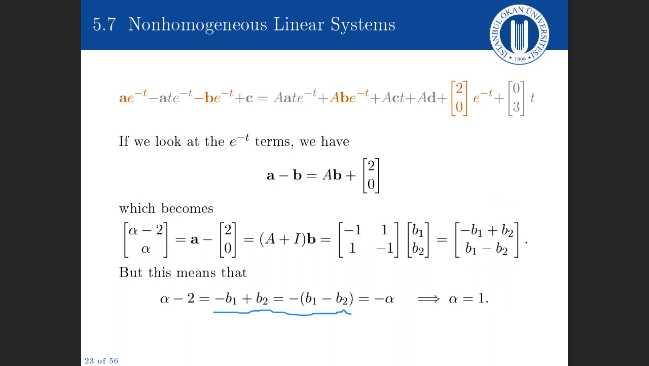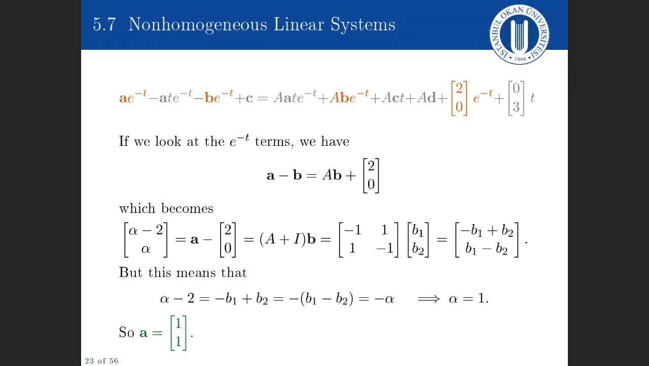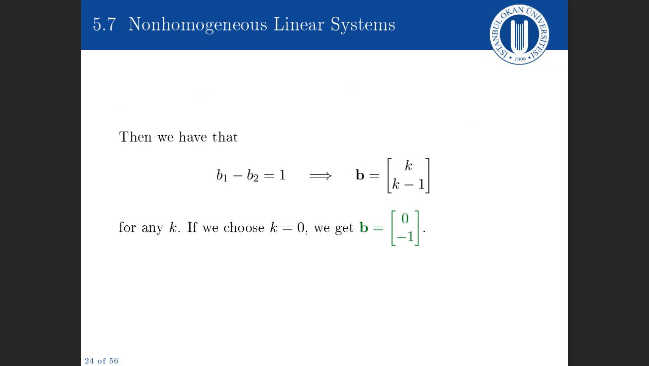Because minus b1 plus b2 is the same as minus, open bracket, b1 minus b2, we must have that alpha minus 2 is equal to minus alpha, and that then implies alpha is equal to 1. So we know a. A must be (1, 1). Now we've finished talking about all of the terms, including a and b. We know that b1 minus b2 must be equal to 1 because it's equal to alpha.